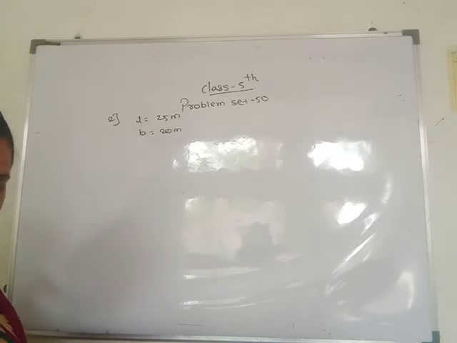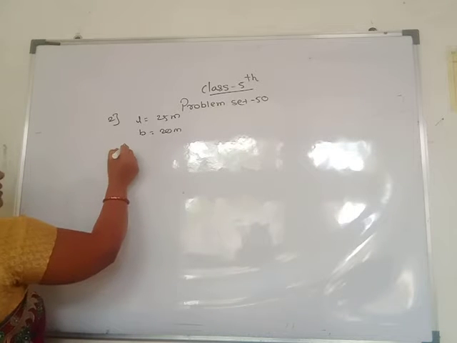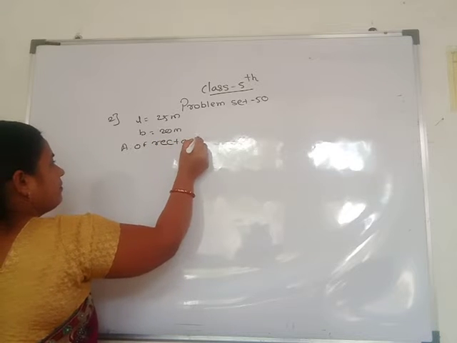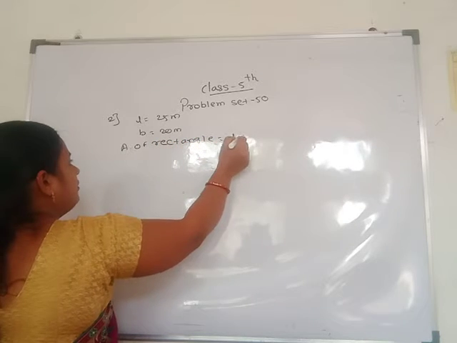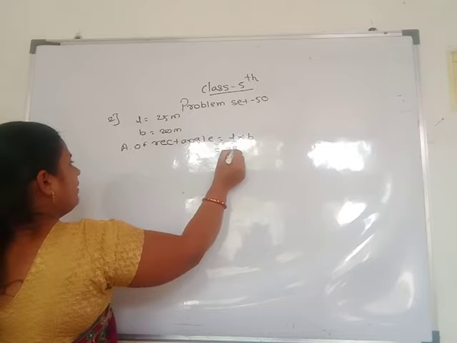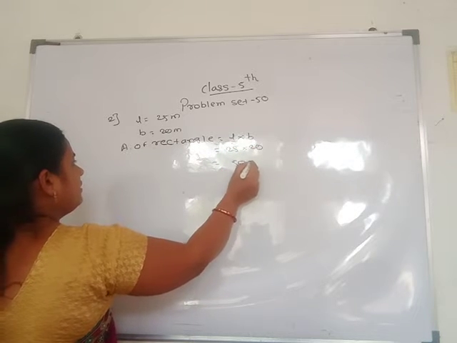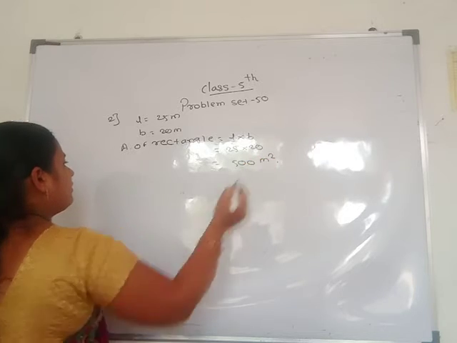Then firstly you find out the area of the rectangle. Formula: L into B. Then 25 into 20. 25 twos are 50, and this one 0, so 500 meter square.